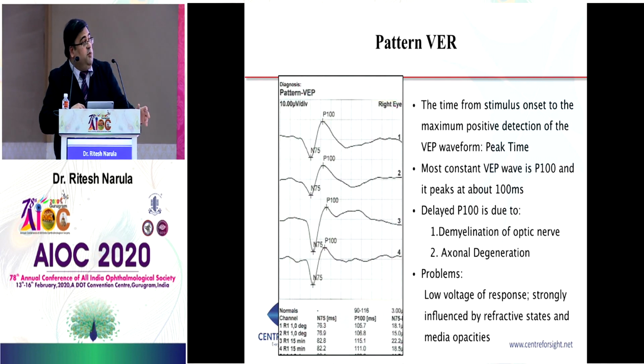Again, it looks very similar to pattern ERG, but the waveform here which we are very interested in is the P100. The P100 is the wave which we are very keen to know, because any kind of demyelinating disease tends to delay this P100. Why is it called 100? Because it comes at 100 milliseconds. It getting delayed significantly is a sign of delayed conduction through the optic nerve.